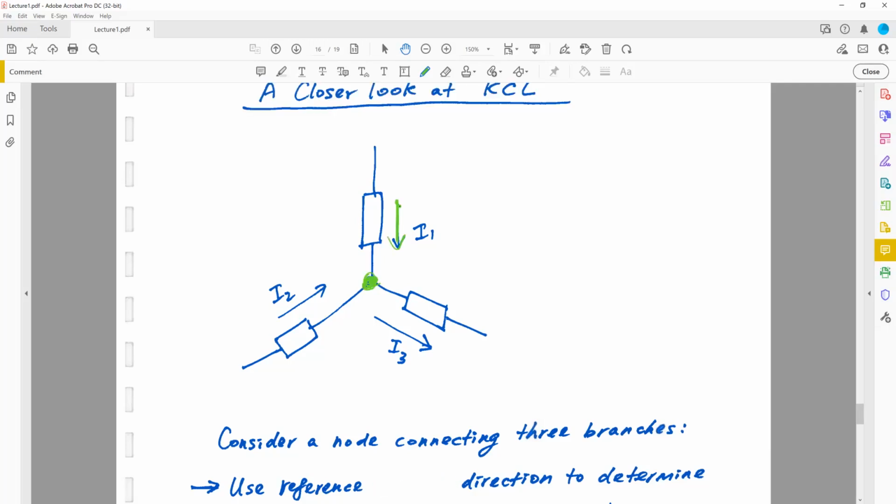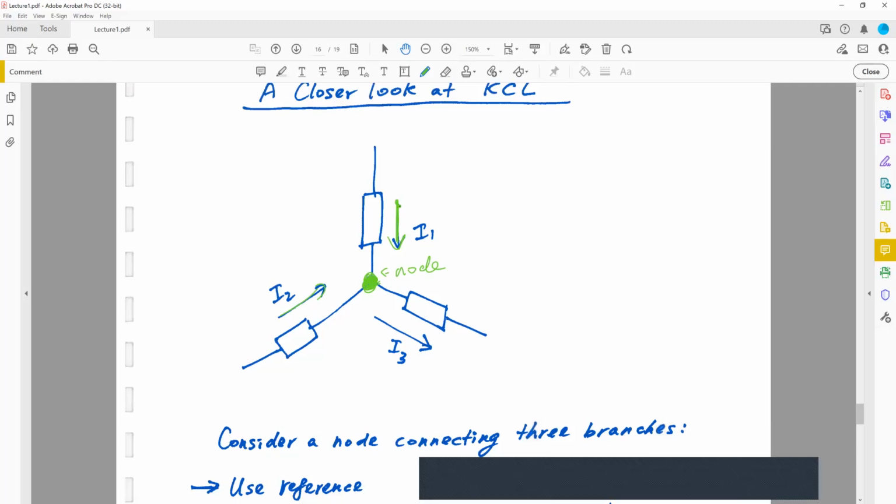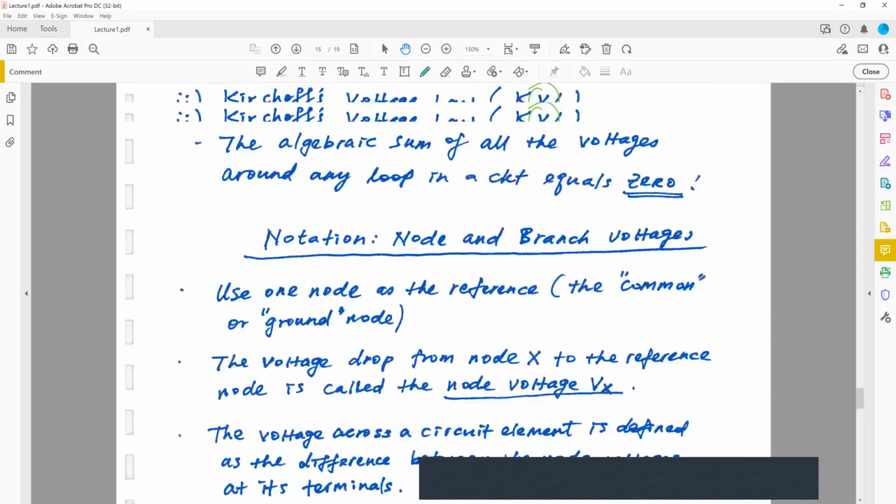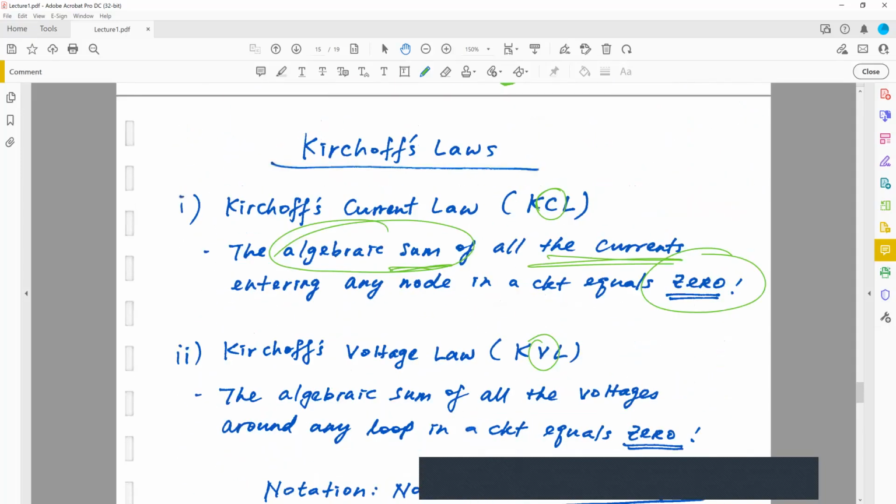This current I1 is entering the node. This here is my node, right? This current I2 is also entering the same node. But this current I3 is leaving the node, right? They are flowing in different, opposite directions. But if you look at the definition, what does it say?